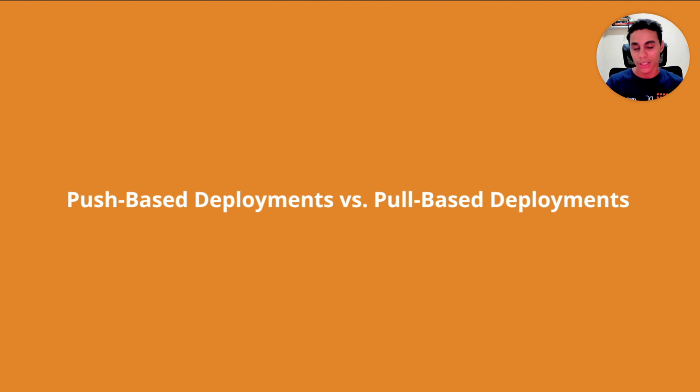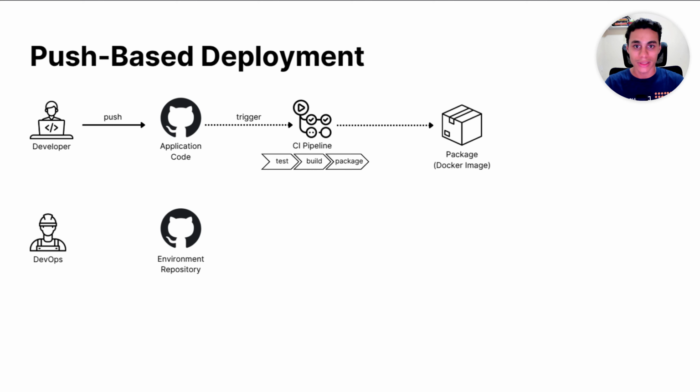There are two main strategies to implement GitOps, the push-based deployment and the pull-based deployment. Both have their use cases, but one of them is clearly the better approach. Starting with the push-based deployments, this strategy works with popular CI/CD tools like Jenkins or GitHub Actions. The CI process here is the same.